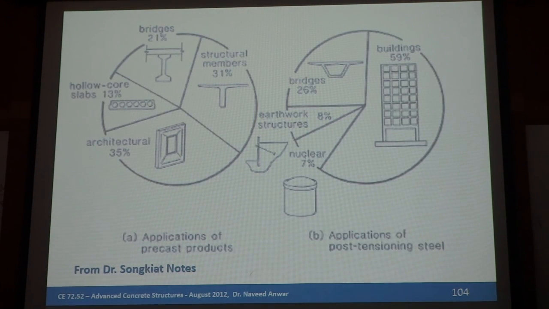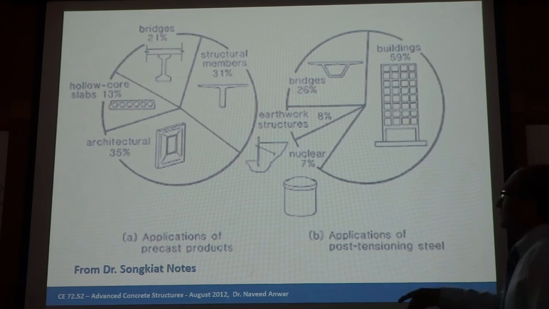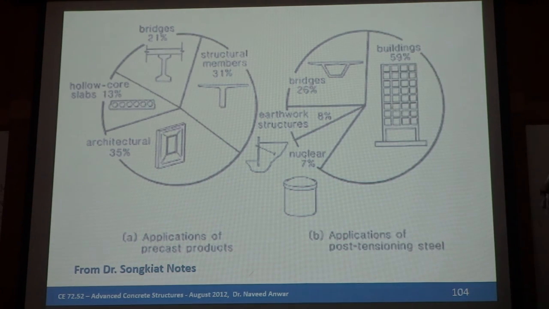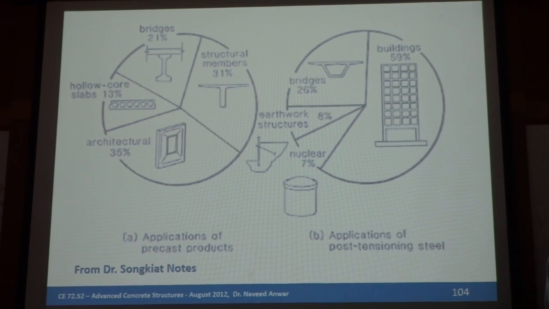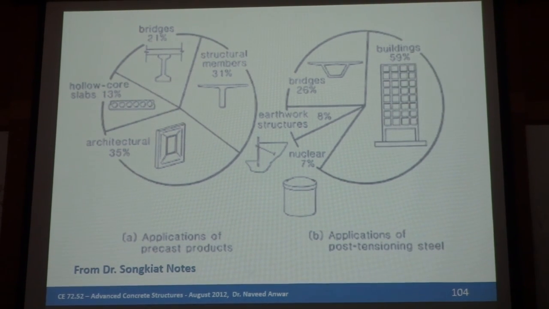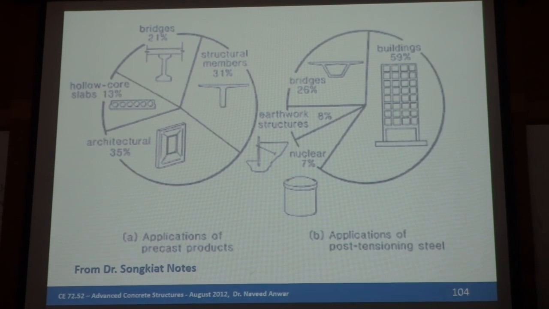So, pre-stressing, this is just showing you the bridges 21%, structural members 31%, hollow core 13%, architectural elements 35%. So, precast major is here, and post-tension steel buildings with 9%, bridges, so on. As you can see now, that almost all tall buildings, everywhere, they are using post-tension slabs. That is why the percentage of the use is now growing in buildings. It wasn't the case a few years ago. The last 15, 20 years have seen great use of post-tensioning in tall buildings.